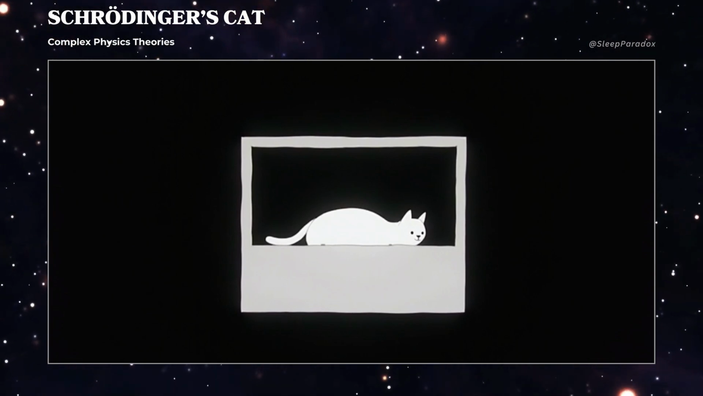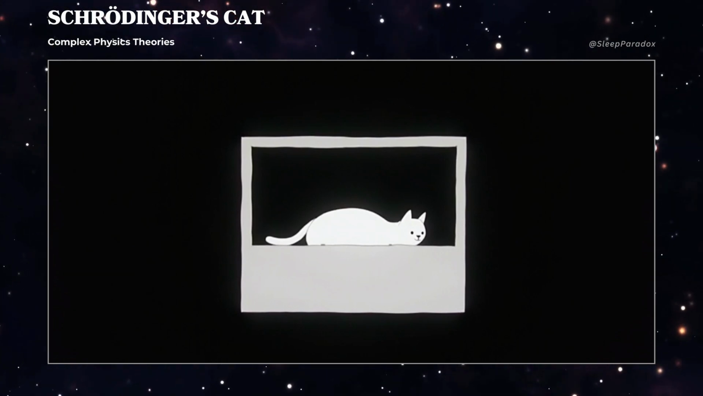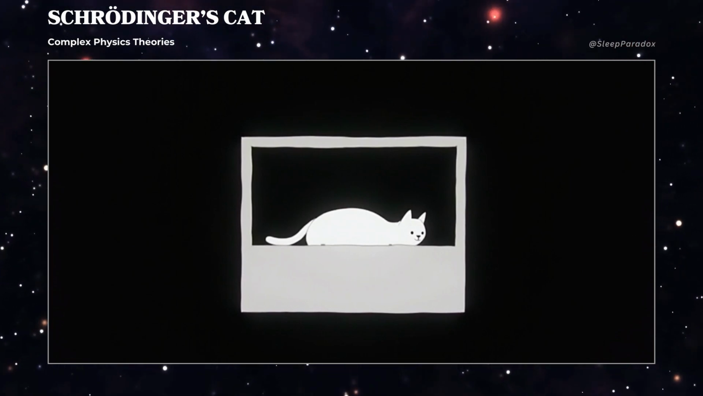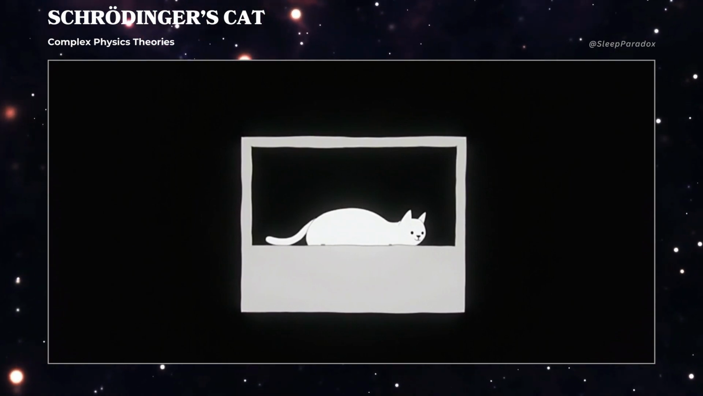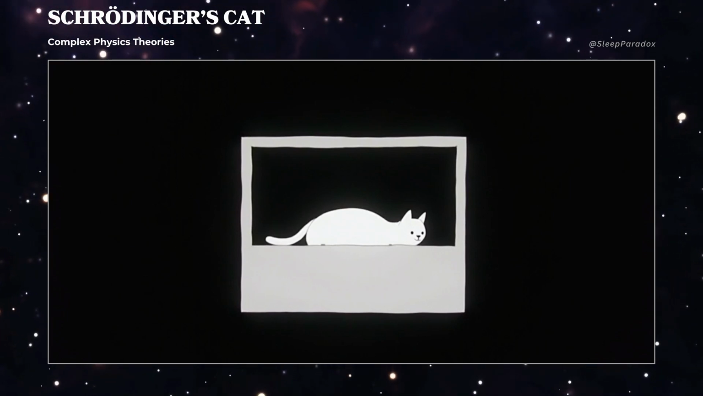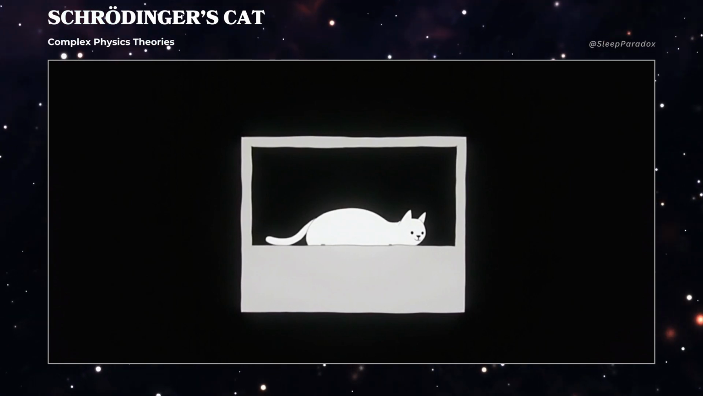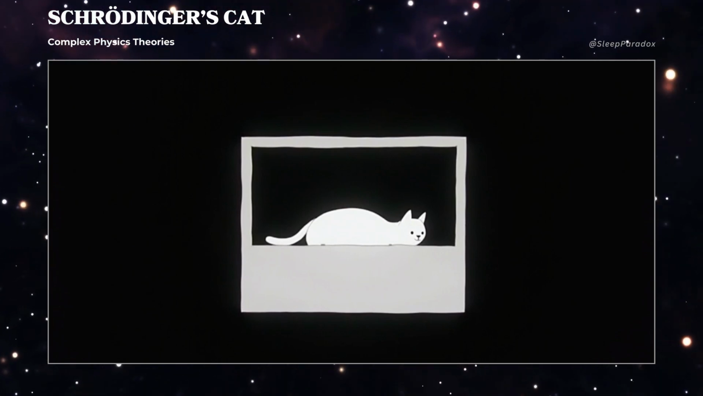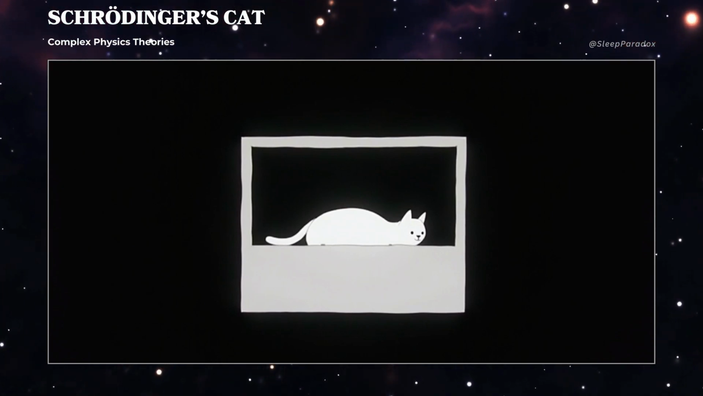Now here's the twist. According to quantum mechanics, the atom does not simply decay or not decay before you check. It exists in a superposition of both decayed and not decayed states. And because the detector, the hammer, the vial, and the cat are all part of the same system, they too become entangled in this uncertainty. So, until someone opens the box and looks, the entire system is in a superposition. The atom is both decayed and not decayed, and by extension, the cat is both alive and dead at the same time. Of course, in reality, no cat has ever existed in this kind of state.